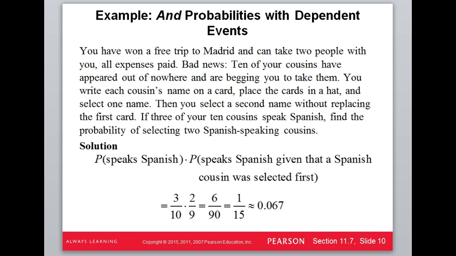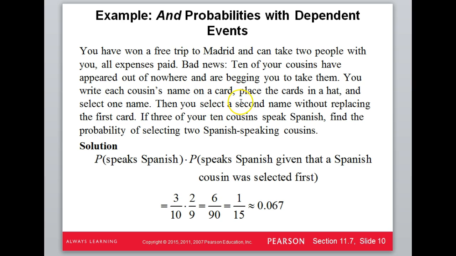Alright, so let's look at dependent events. So we want a free trip to Spain, and we can take 2 people with us, all expenses paid. Bad news. 10 of your cousins have appeared out of nowhere and beg you to take them. Okay. You write each cousin's name on a card and place the cards in a hat and select one name.